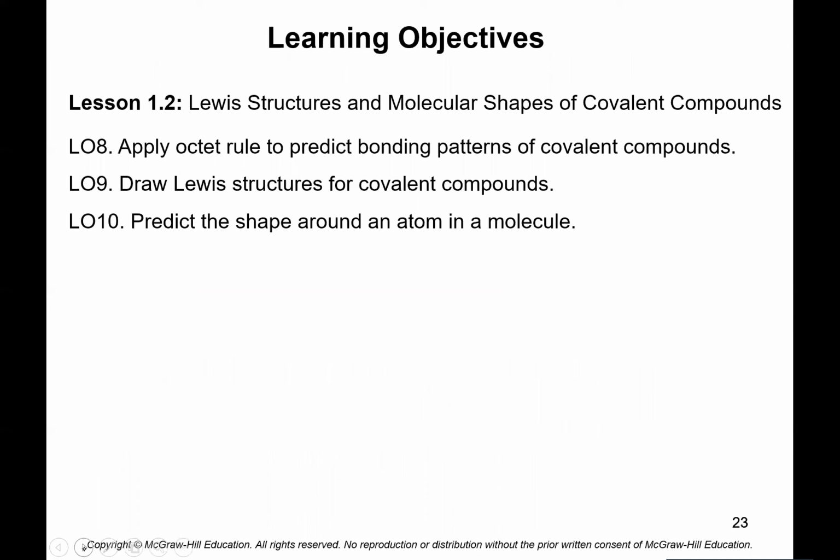Okay, so what are we going to do today? We are going to, again, revisit the octet rule that we briefly visited last time. Okay, we're going to elaborate on it a little bit more, and we're going to use that octet rule to draw Lewis structures of covalent compounds. So we will not be talking about ionic today. Everything will be about covalent structures. And then lastly, we're going to predict the shape around those atoms.